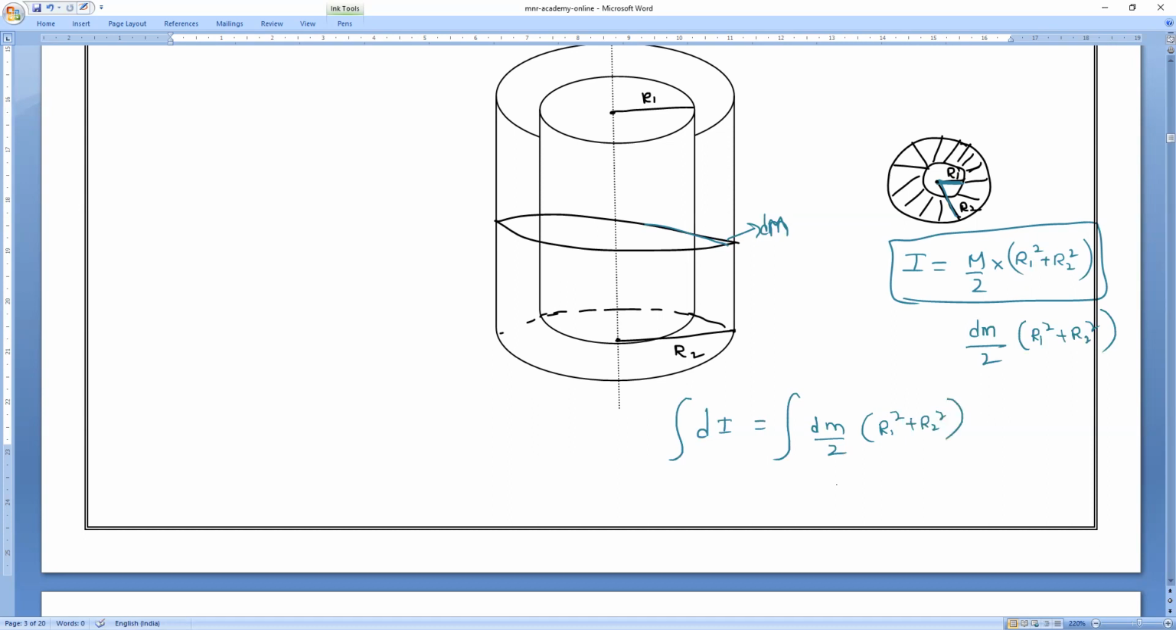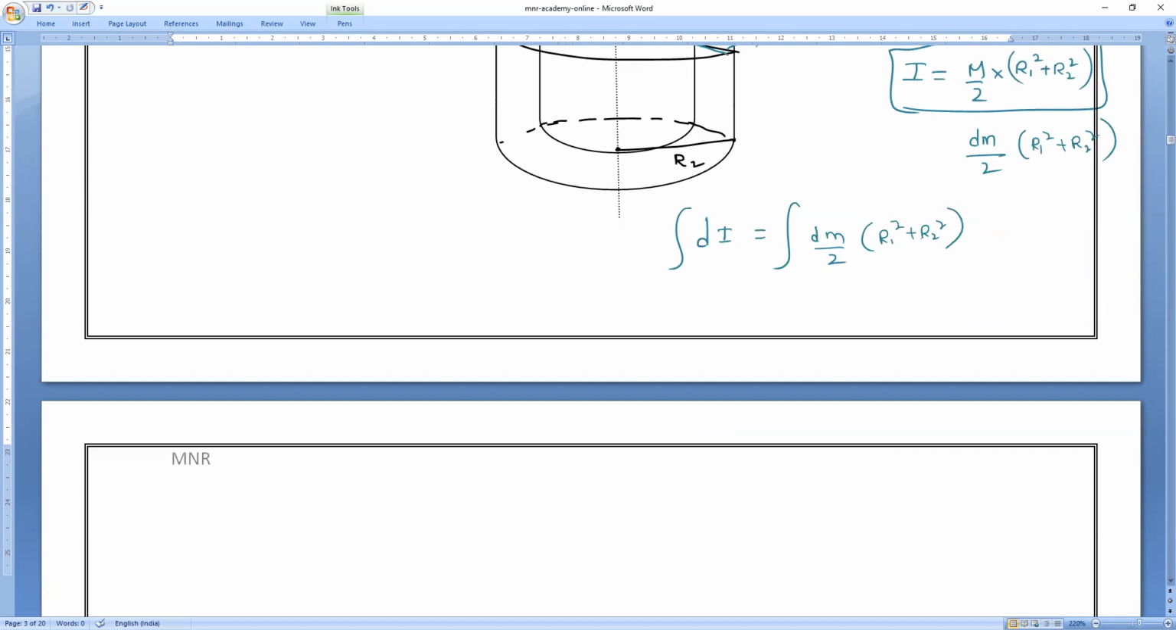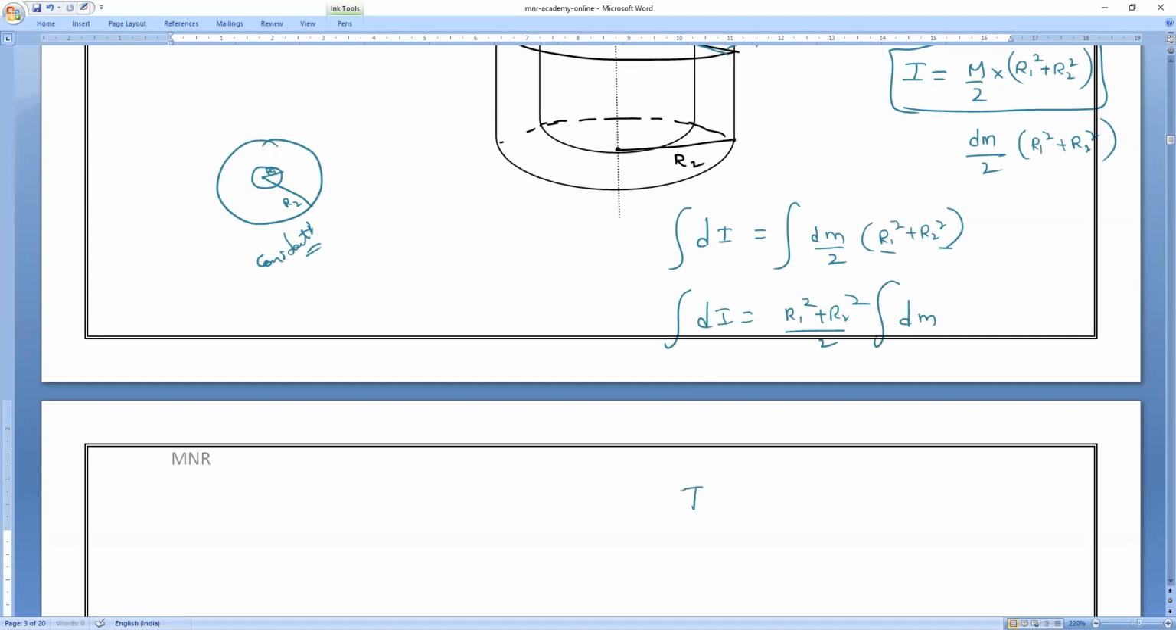Now here, if you notice, what always remains constant? The radius will never change. If I cut any disk or any part, from the center R1, from the center R2, does it remain constant or vary? Constant. So integration of dI equals R1 square plus R2 square divided by 2 into integration of dm. Integration of dI is I. And integration of dm is M, the total mass. Understand it?